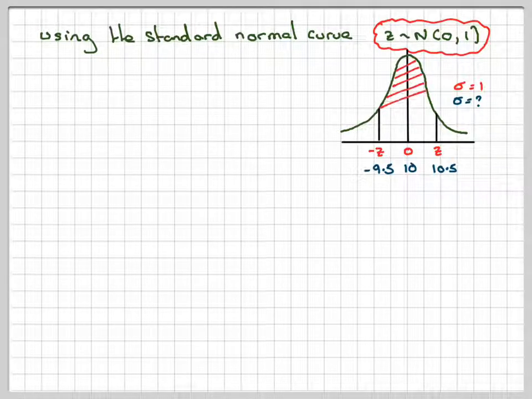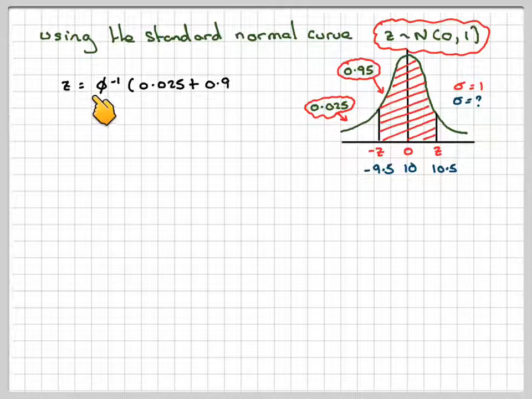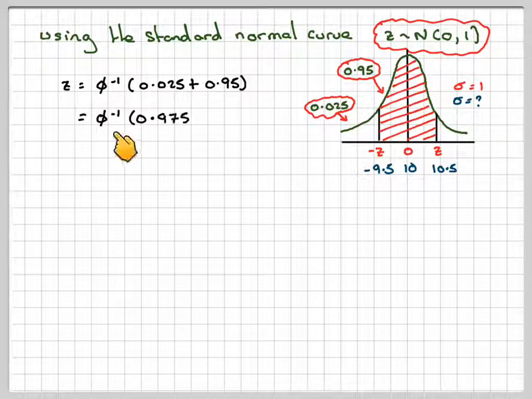Now we want the area in the middle to be 0.95, which means that each tail has to be 0.025. We know this is 0.025 because the other tail would also be 0.025, and this is the central area. So we need to do the inverse normal of 0.975, that is 1 minus 0.025.